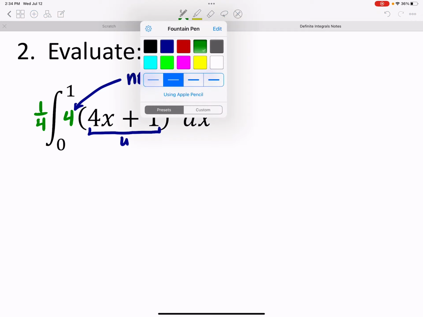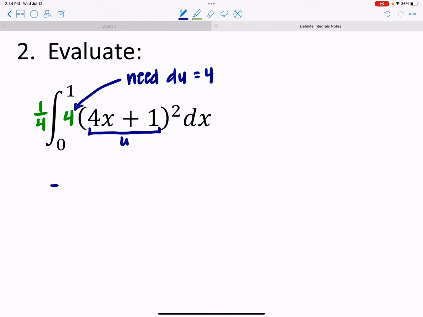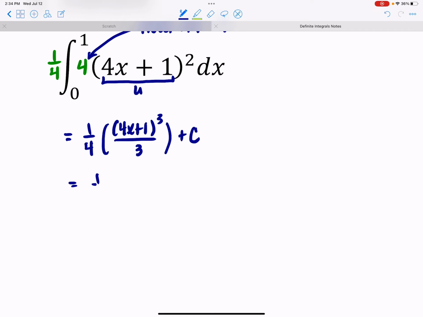So this is going to be, let's see, we have 4x plus 1 to the third power, oops, I forgot my 1/4. Bring down my 1/4, and then 4x plus 1 to the third power divided by 3, and then we're going to have a plus c. I'm just going to clean that up a little bit. We're going to get 1/12 as our coefficient, and then our 4x plus 1 cubed plus c. So there's our indefinite integral.